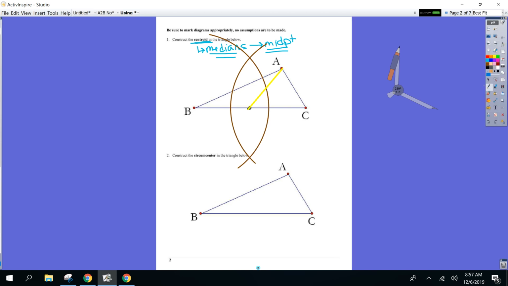How are we going to find the centroid, though? That's the intersection of all the medians, right? Now we know how many medians are in every triangle. 3. Do I need all 3, though? No, if you have your A game for constructions, you only need to do 2.